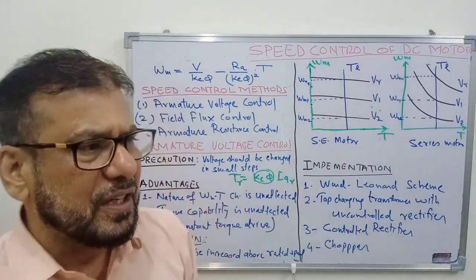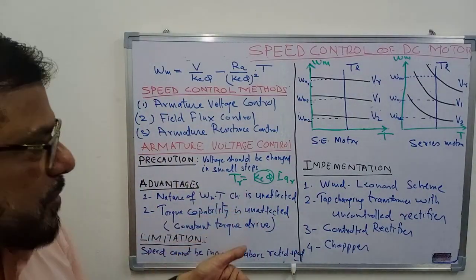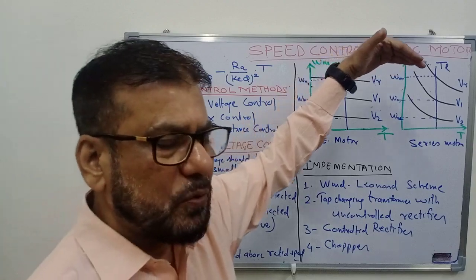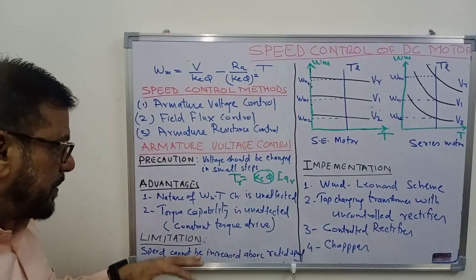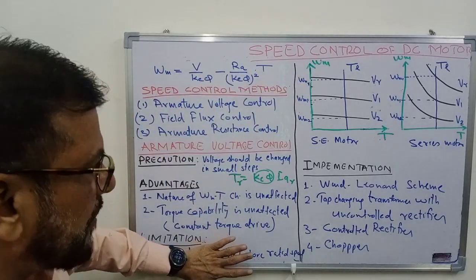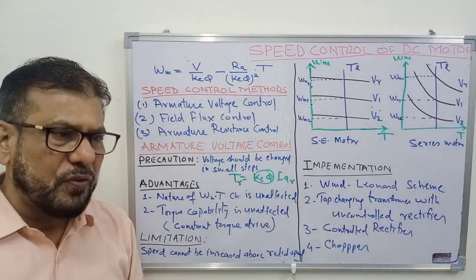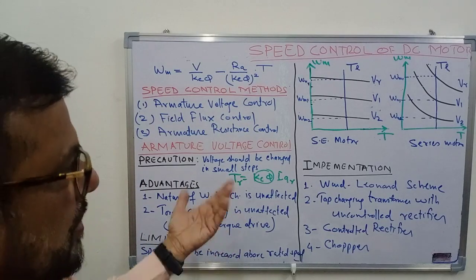Only slightly you can increase, maybe 10% or 20%, that may be permissible, but usually we try to keep the voltage below the rated voltage. So speed control cannot be done above the rated speed. So there is a limitation of this method. If you have to go for speed control above the rated speed, then you have to think of some other method.